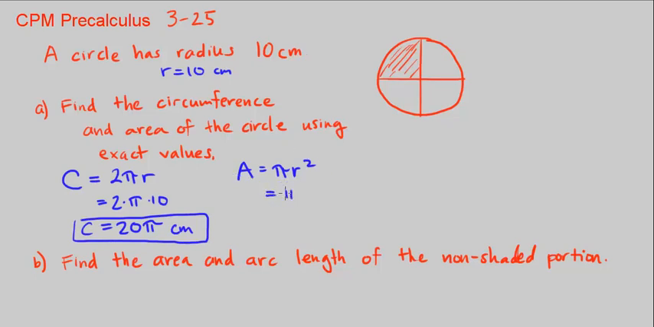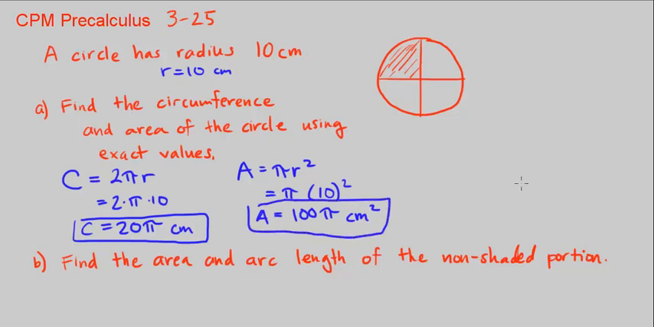Area, I'm going to plug in pi r squared, where r is 10 squared. 10 times 10 is 100 pi. And when I multiply 10 times 10, that's centimeters times centimeters, so that's going to be centimeters squared. And I'm not going to plug in 3.14 because it says exact values, and that would be approximating. All right, so let's go on to part B.